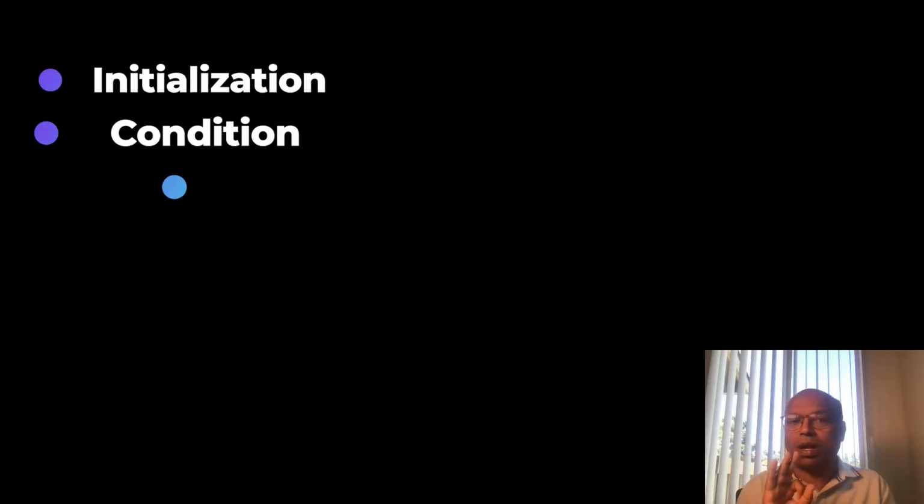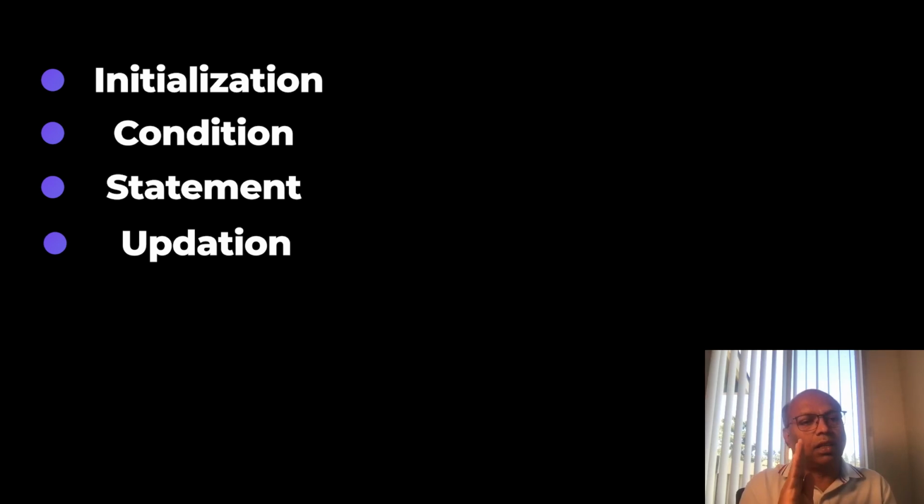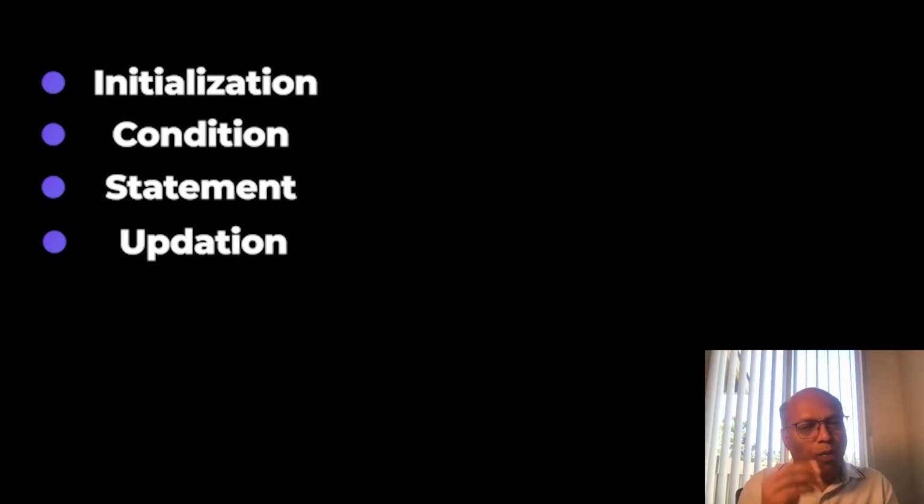When I talk about any loop, a loop will have initialization, condition, statement, and updation. These four are the important factors of a loop. If you don't have one of them, the loop will not function. In the for loop, the updation was hidden. Initialization was there and the ending was there, but updation was not, which I am going to show you right now.